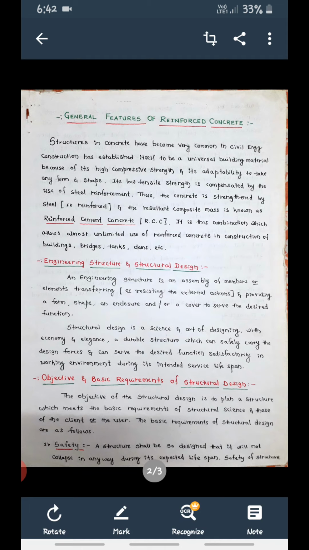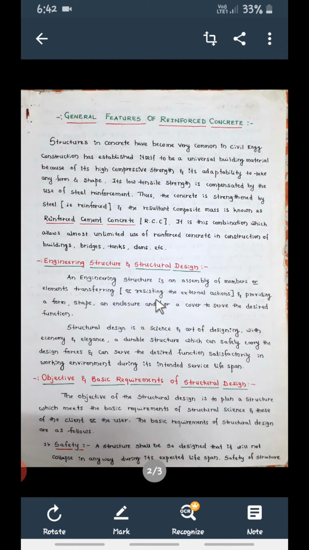Then RCC, as we already know, plain cement concrete is very good in compressive strength, but when we introduce the steel in the concrete, whatever tensile stresses are there will be taken care of by the steel. So that is called RCC, reinforced cement concrete elements. Then what do you mean by an engineering structure? An engineering structure is nothing but an assembly of members. Members means various elements. These elements are going to transfer the load from top to the bottom.